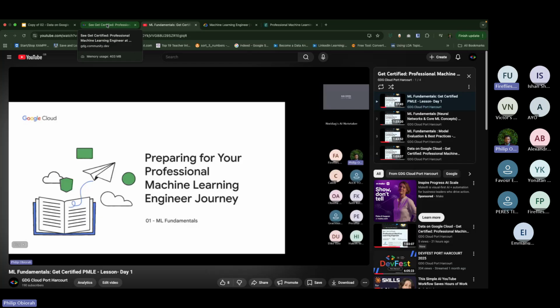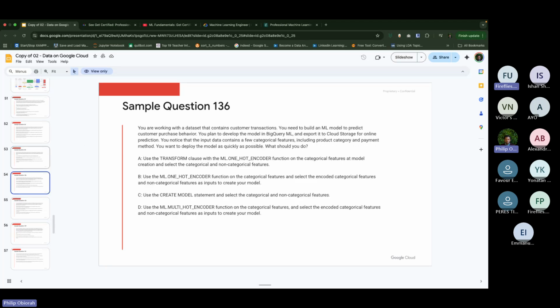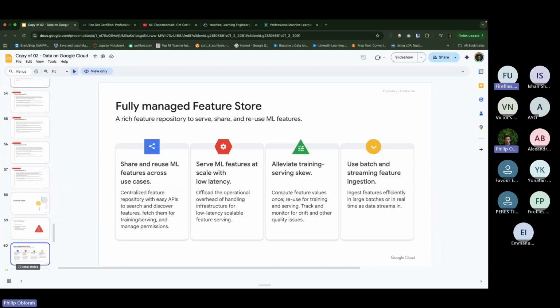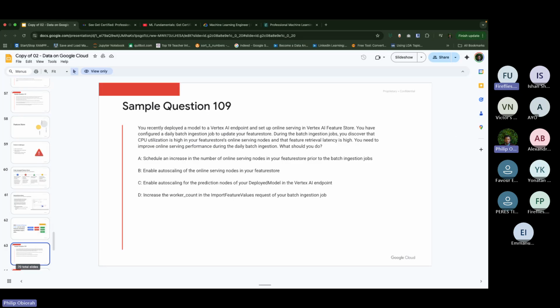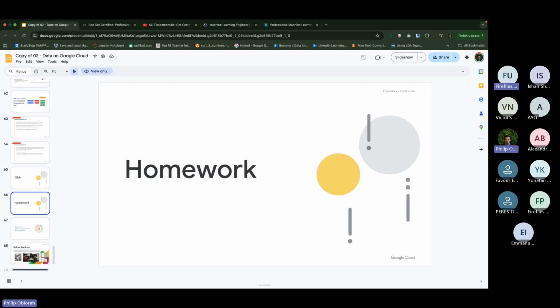Let's keep learning. The journey continues. When we come next time, we'll continue with these questions. We'll just jump into them, complete the questions, talk about feature store and the feature challenges, then talk about Vertex AI Feature Store and answer these few questions. And then if we have time, we'll look at labs. I know some people are stuck at some labs, so we might go through one or two labs next week. And then we keep learning.